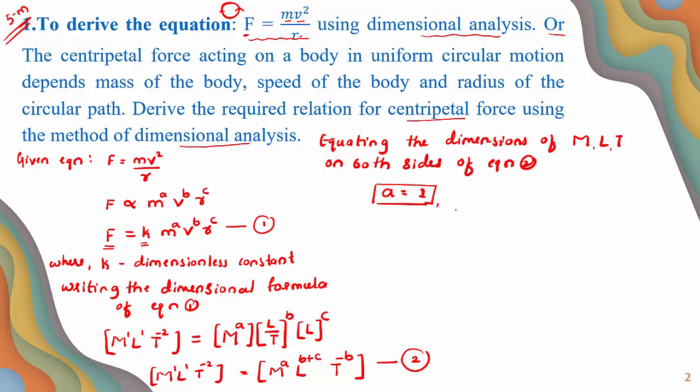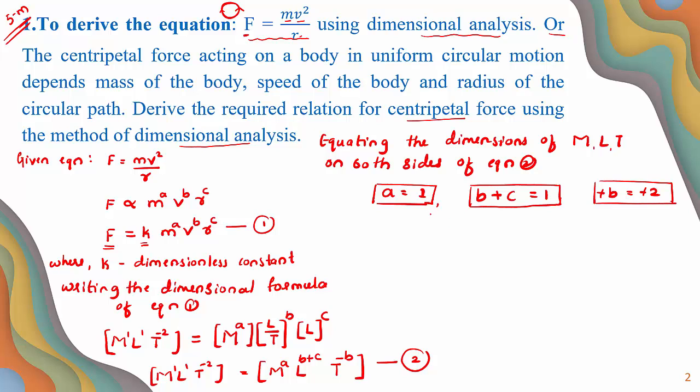Then second point: b plus c equal to 1. Let us compare LHS and RHS dimensions. Then third point: here it is t raised to minus 2, here it is t raised to minus b. Minus b equal to minus 2. That means the minus will get cancelled, so b equal to 2.